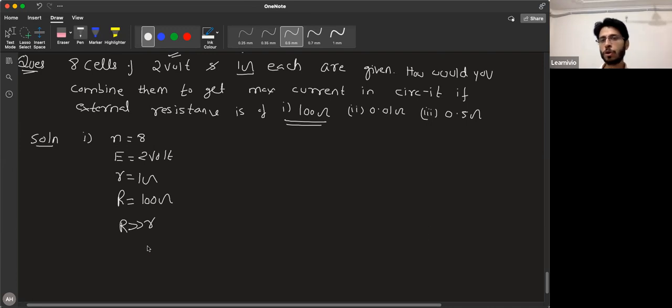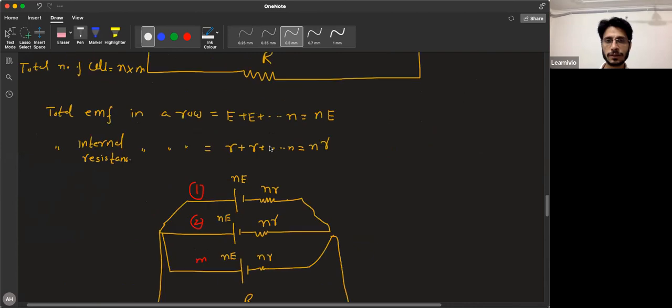Arpit, just go through your notes and read the statement where we mentioned this. Series. So we'll prefer series grouping. In series grouping, the relation for calculating current is this. See, this is the series grouping.